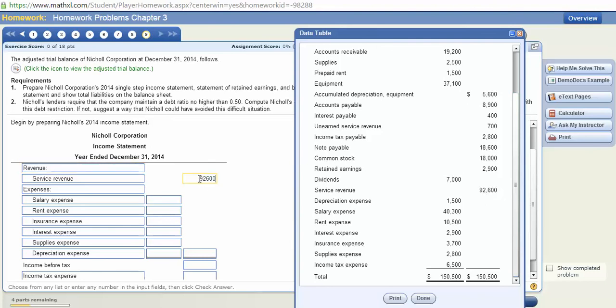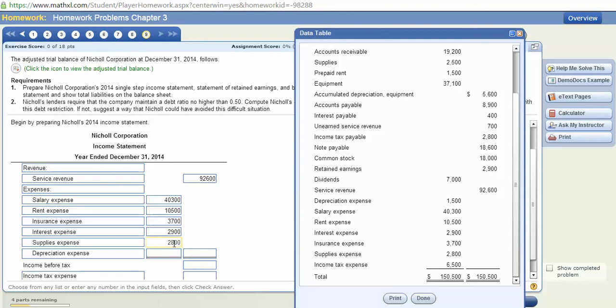And then we have salary expense. We're going in decreasing order from higher to lower. Salary is 4,300. Rent expense is the next one going down, it's 10,500. Insurance expense is 3,700. Interest expense is 2,900. And supplies expense is 2,800.